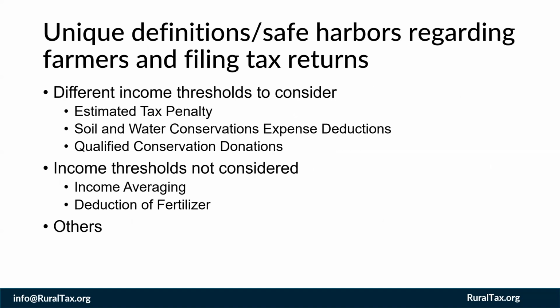There are some unique definitions, or again, safe harbors that are relative for farmers and also for the filing of tax returns. There are different income thresholds that need to be considered and understood. Those are for the estimated tax penalty, for soil and water conservation expense deductions, qualified conservation donations, if that's part of the land ethic. Then there are places where income thresholds aren't considered at all, such as income averaging and the deduction of fertilizer. And then there are other definitions that are very specific that we need to look at, and we'll hit some of those in just the next few minutes.